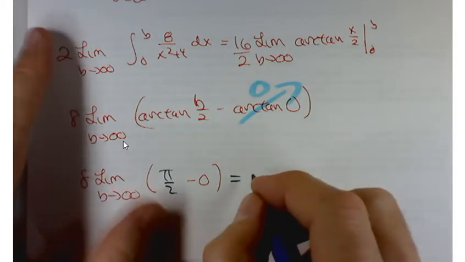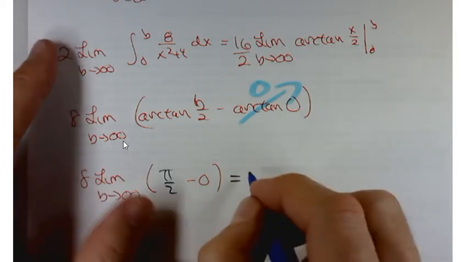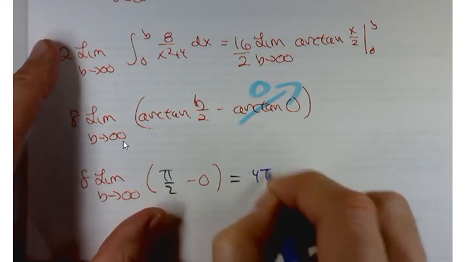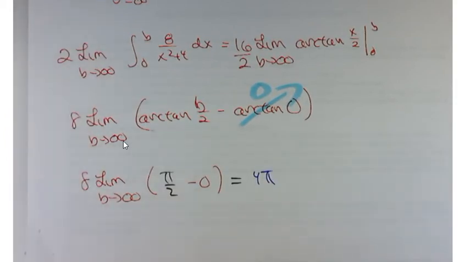So overall, pi over 2 times 8, we'll get some cancellation, we'll end up with 4 pi. So 4 pi for the total area. Yay, pretty cool.